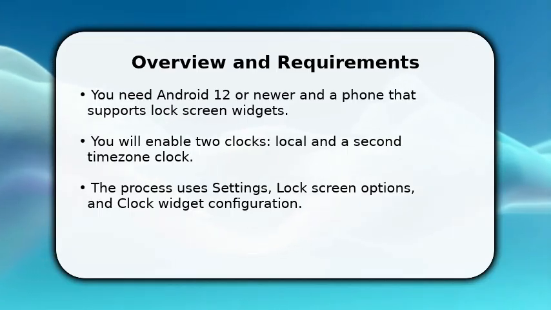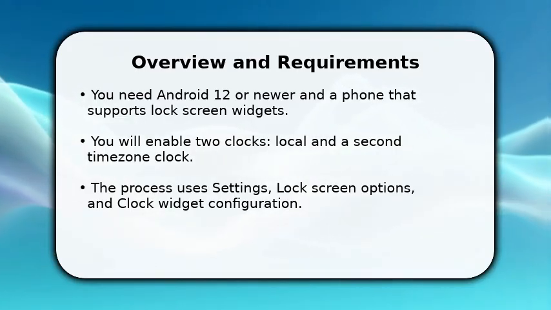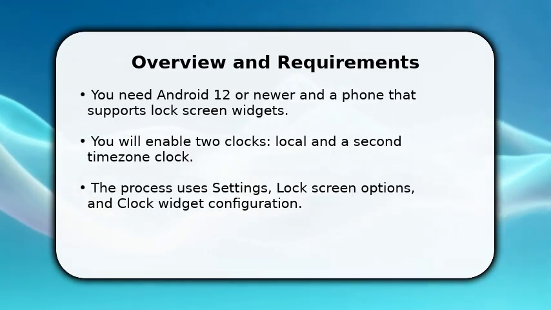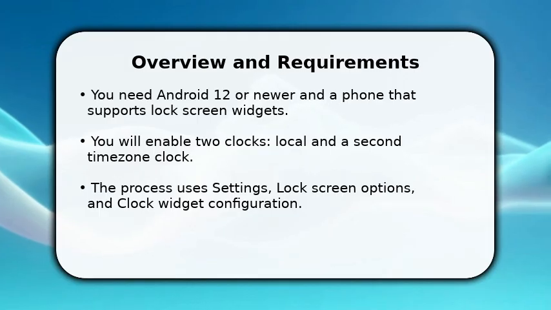This video shows how to display 2 clocks on your Android lock screen step by step. You need Android 12 or newer and a phone that supports lock screen widgets. Make sure you know both time zones you want to display, for example New York and London.